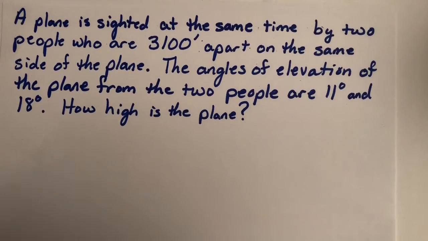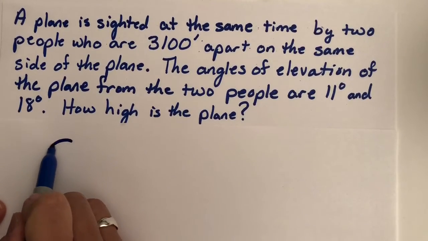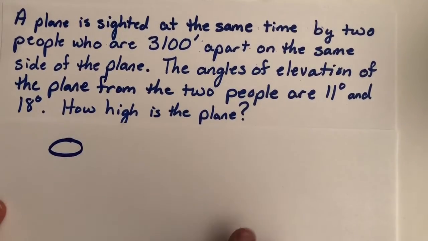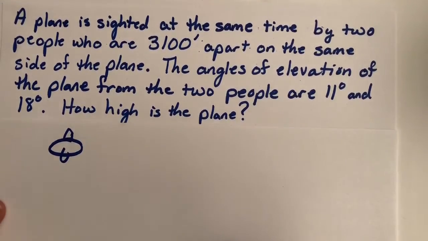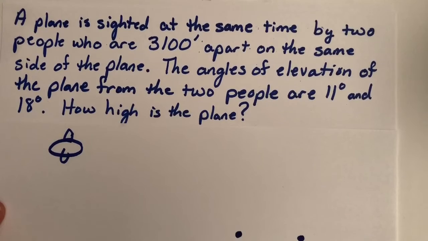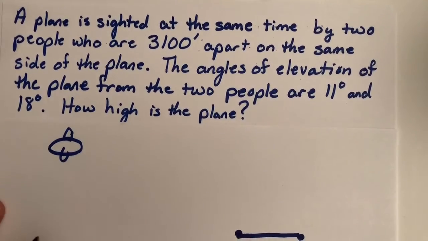As is often the case, being able to solve this problem will be helped by drawing a picture. So let me draw a picture. It doesn't have to be a thing of beauty, but it does need to get the relevant information onto the picture. So here's my plane. Don't laugh at that. And we're going to have two people over here that are on the same side of the plane. And they are 3,100 feet apart. So let's label that. This is 3,100 feet. I don't know what the scale would be. I don't know how high the plane is, but that's okay.